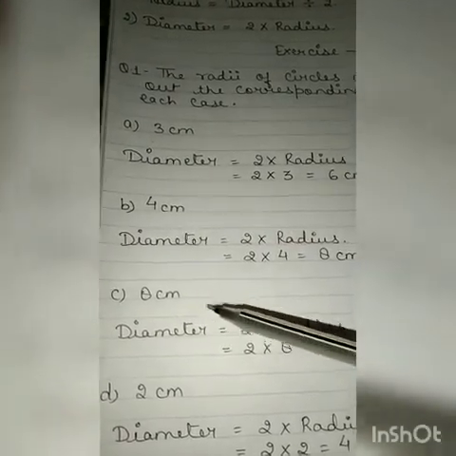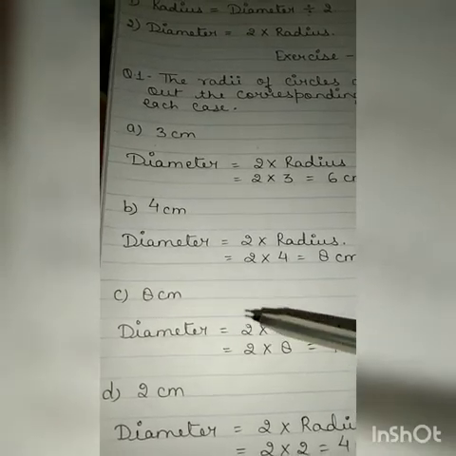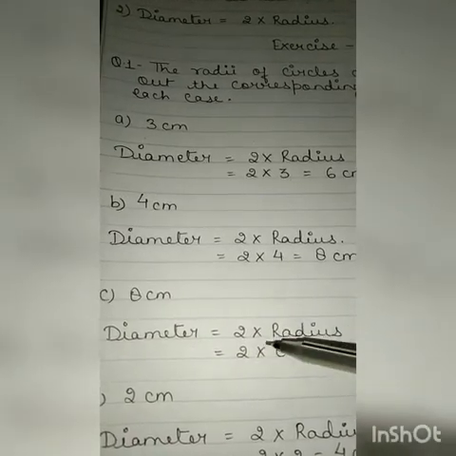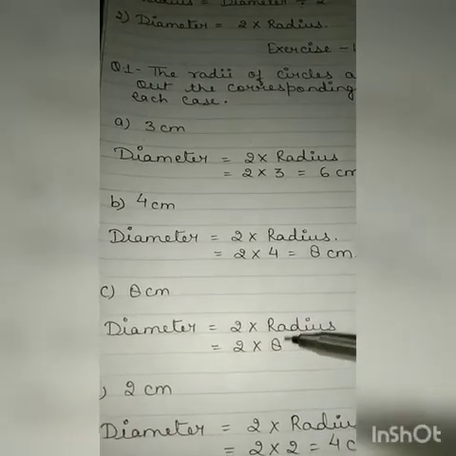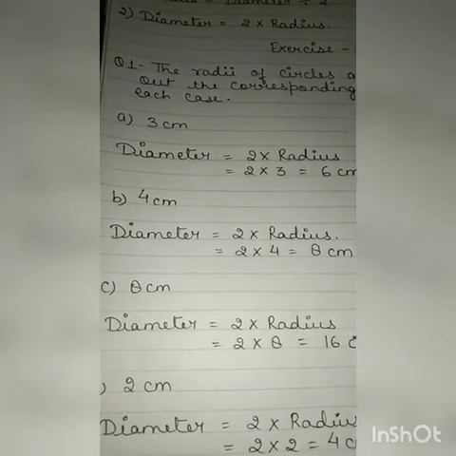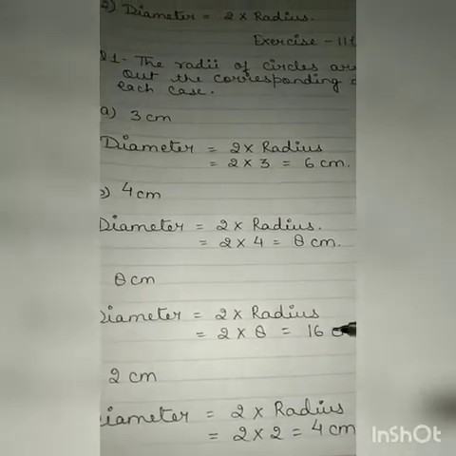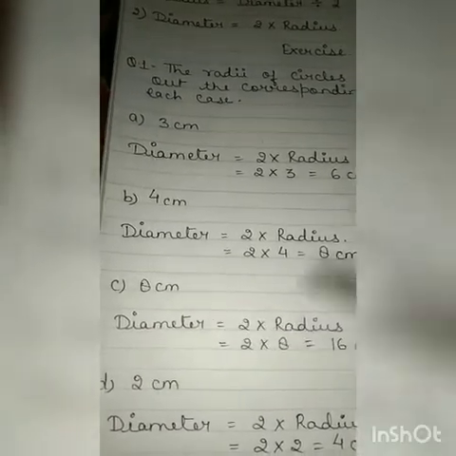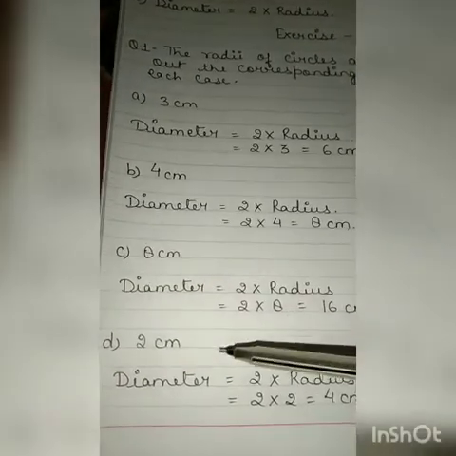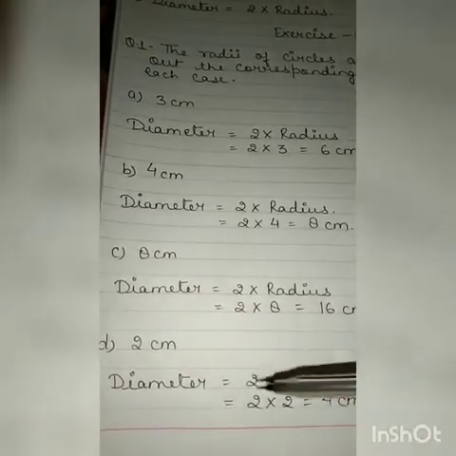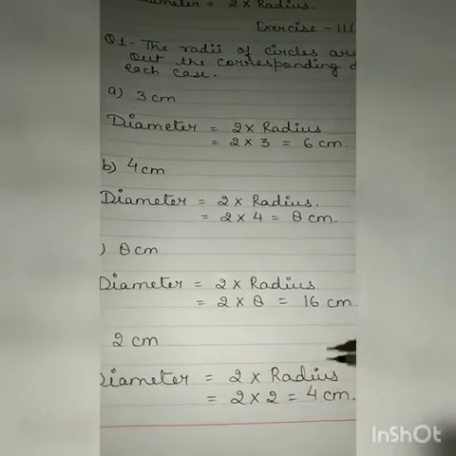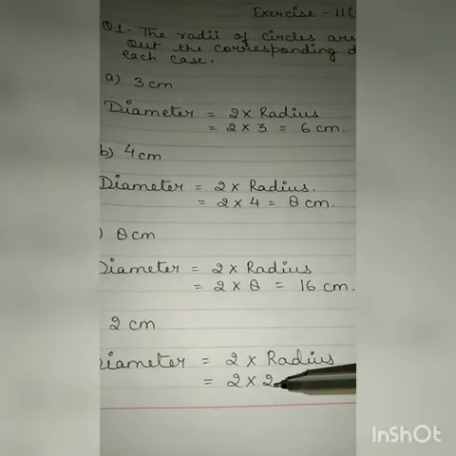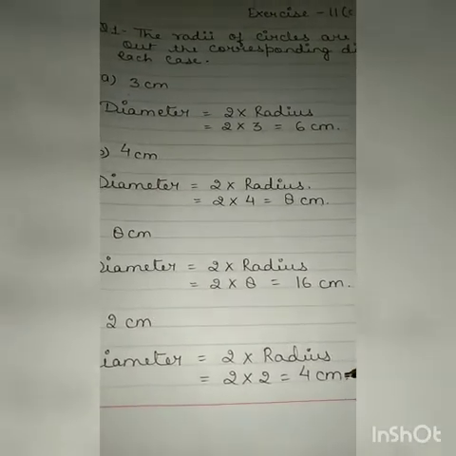Then third question is given 8 centimeter. Then 8 centimeter is the radius of this question. So you will put again the formula, 2 multiplied by radius. 8 you will put in place of radius. 2 8s are 16. 2 multiplied by 8, 2 8s are 16. Okay, 16 centimeter is the diameter of question number C. Then question number D is given 2 centimeter. So diameter formula you will put, diameter is equal to 2 multiplied by radius, and 2 you will put in place of radius. So 2 multiplied by 2, that is 2 2s are 4 centimeter.